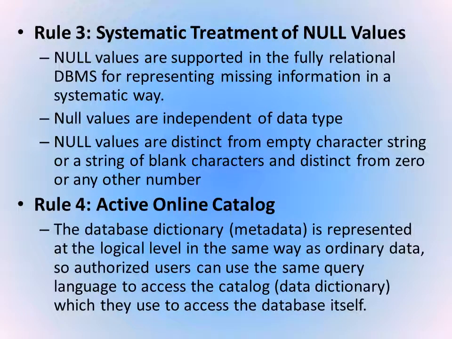Rule 3: Systematic treatment of null values. Null values are supported in the fully relational database for representing missing information in a systematic way. Null values are independent of data type. That is, null values have no data type. Null values are distinct from empty character string, or a string of blank characters, or 0 for numeric. That means null value cannot be compared to blank string or 0.